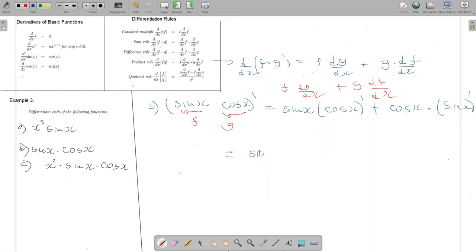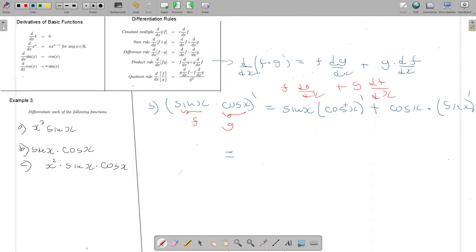So I get sine, and the derivative of cos x is what? Negative sign. So here the negative sign is missing. Let me add that. Yeah, I forgot. The derivative of cos x is negative sin x, so I add the negative sign here in this formula. Okay, sorry about that. This negative sign was missing.